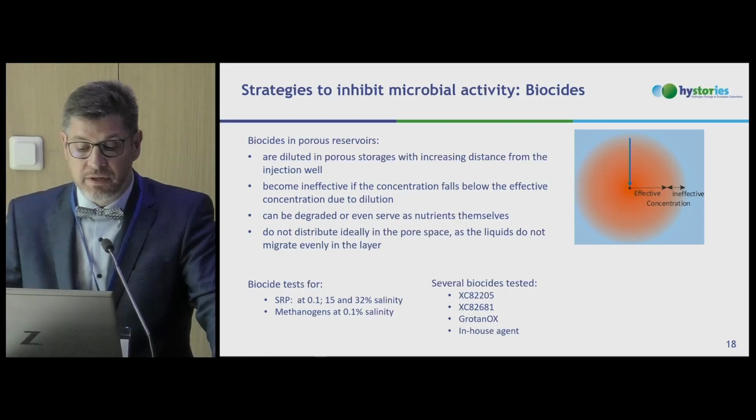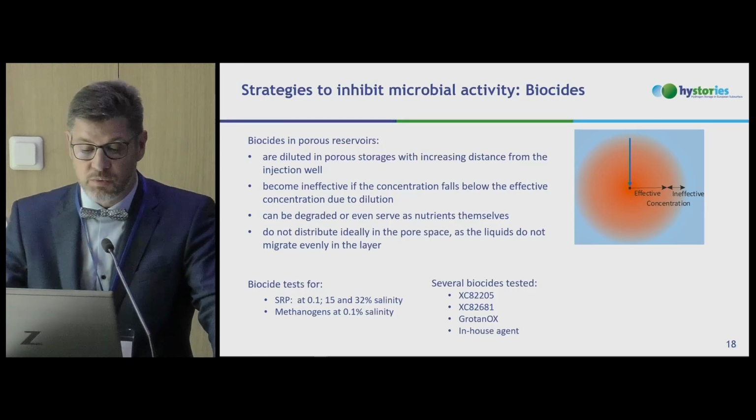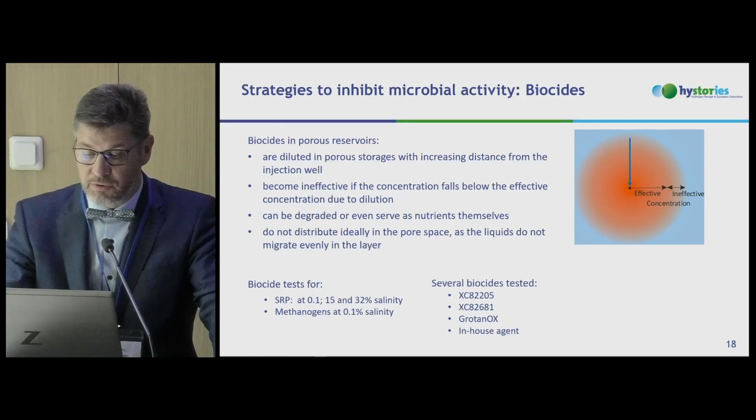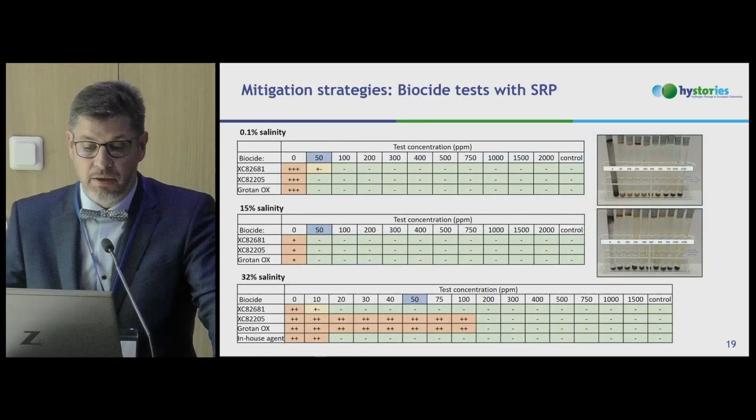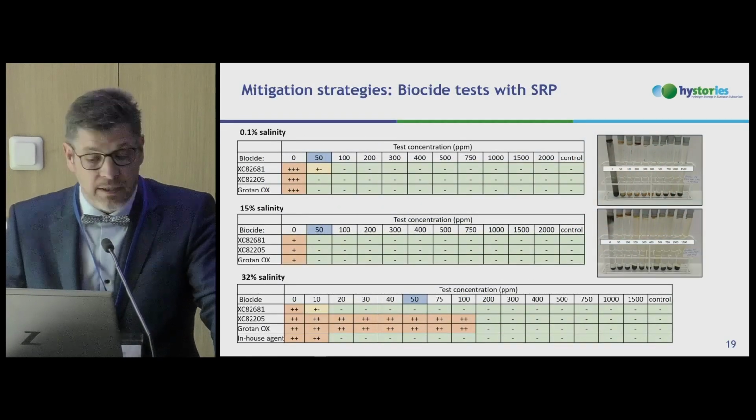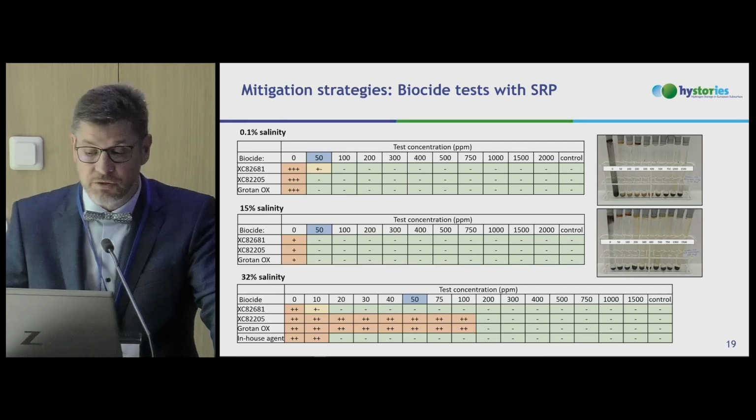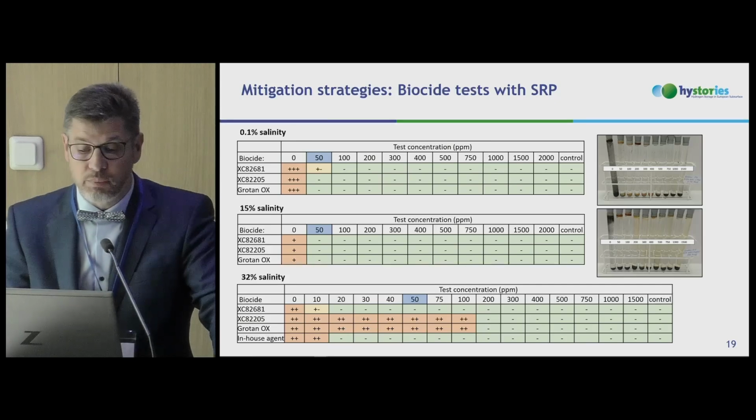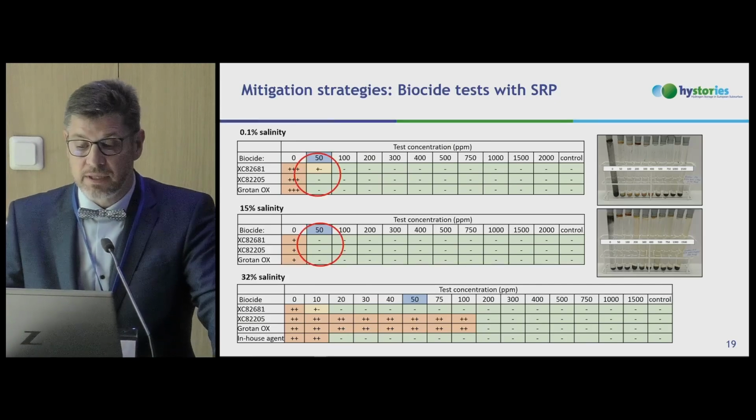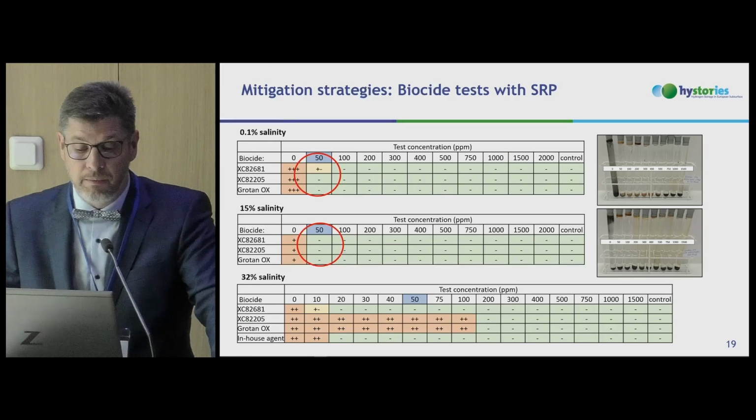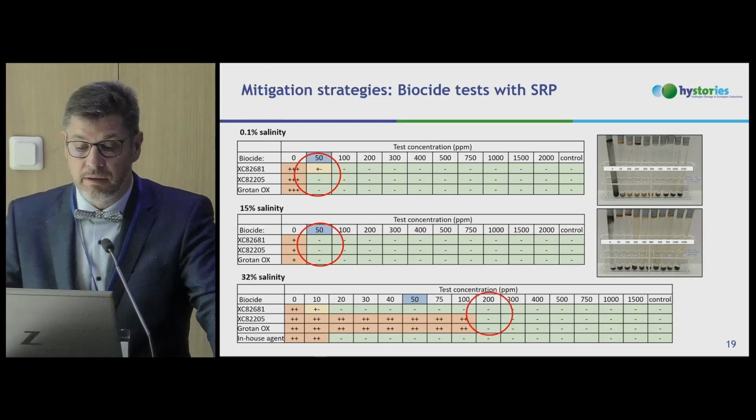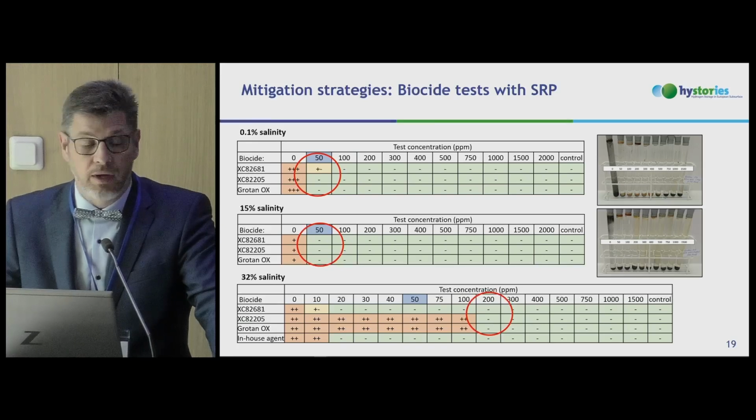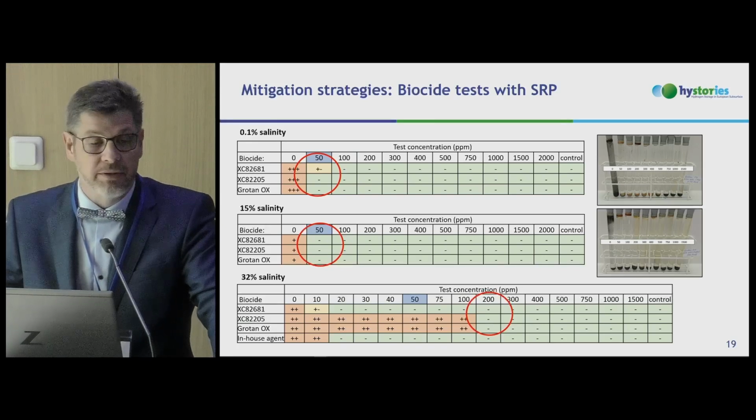In order to determine the effective biocide concentration under reservoir conditions, we run tests with enrichment cultures of SRP and methanogens in many different salinities. These examples show triplicate SRP cultures with increasing biocide concentrations. The tests were cultivated for up to 12 weeks. At 0.1 and 15% salinity, the activity of all test cultures was completely inhibited by a biocide concentration of 50 ppm. But in saturated brine, biocides required concentrations of up to 200 ppm to inhibit the microbial activity.